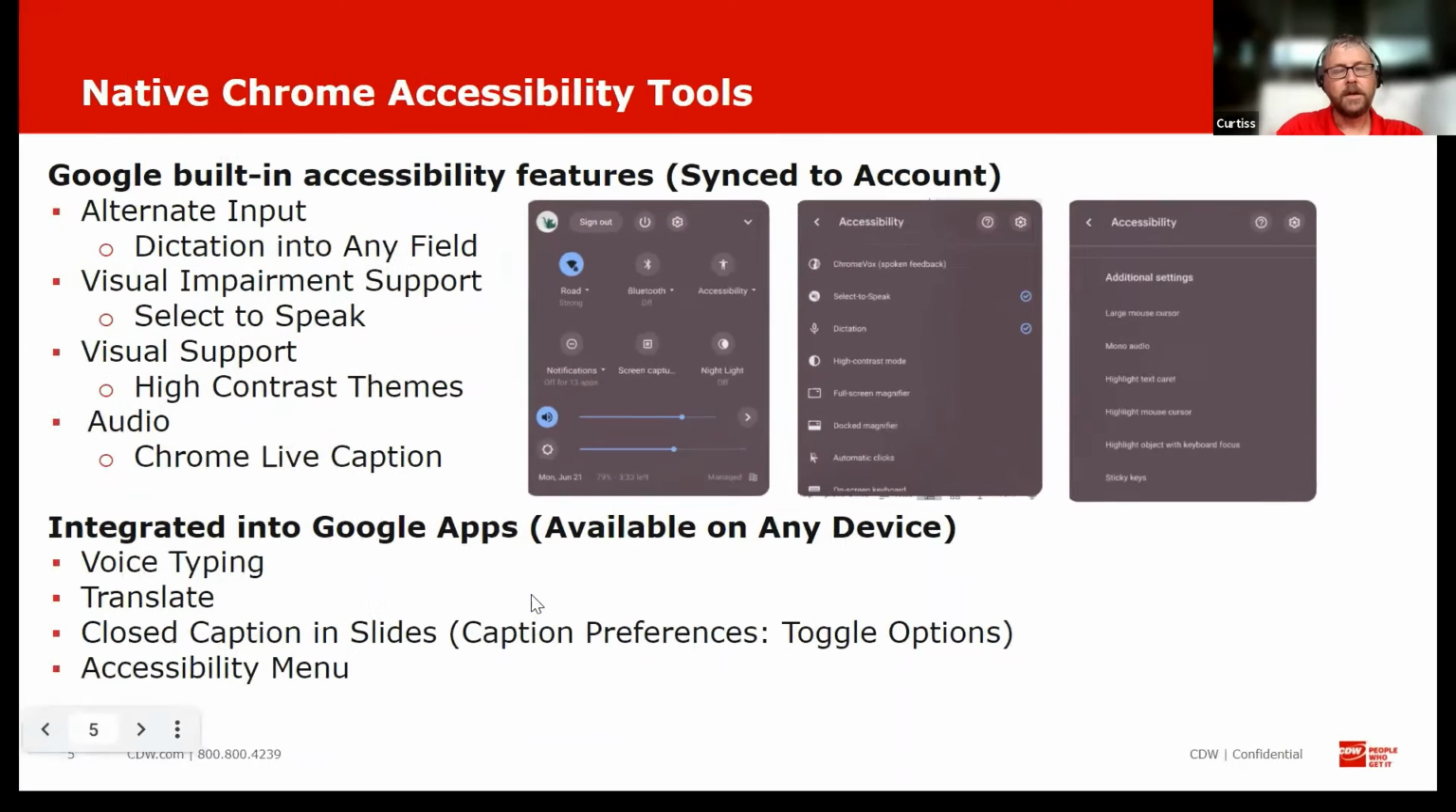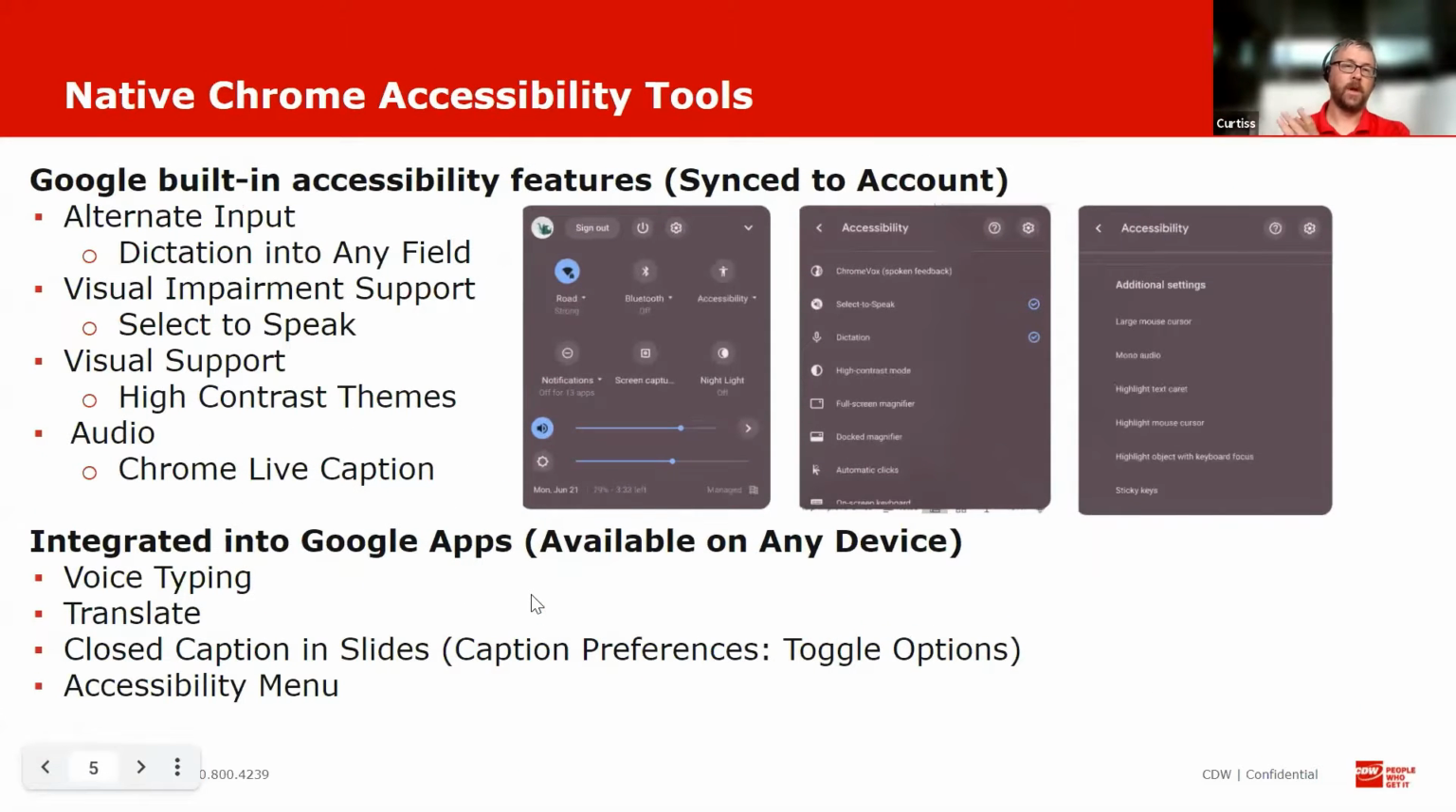All right. So good tools already built into Google. We have the Google built-in accessibility features, which sync to your account. No matter where you go, they go with you. The visual impairment tool we talked about, select to speak, high contrast themes. And then we also talked about those that are available on any device. So it doesn't matter if it's Windows or Chrome, it's there. Things like voice typing, translate, closed caption, and slides. You will notice every Docs and Sheets and all of them will have a little accessibility menu built in that has a couple more items, but those are for specific programs that you might want to run as well.